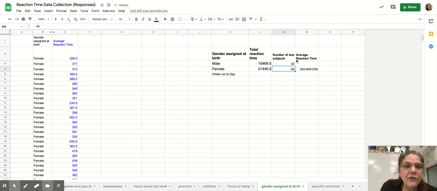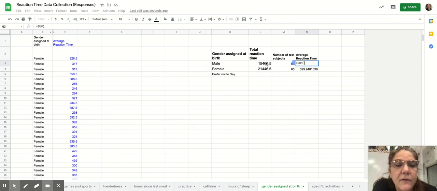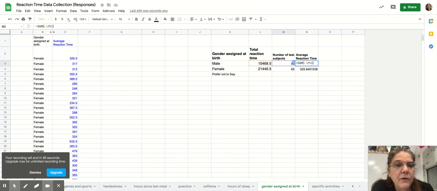Now to find the average reaction time of the males, we have to take the total reaction time divided by the number of test subjects. And if I look at the female, this is the formula right here. It's equals sum. Parenthesis. I know there's other ways of doing this, but this is just how I always do it. Total reaction time, and then the little slash is for divided by, and then number of test subjects, and voila, you have their average reaction time for the male and the female, and this is what you will be graphing, just the average reaction time.